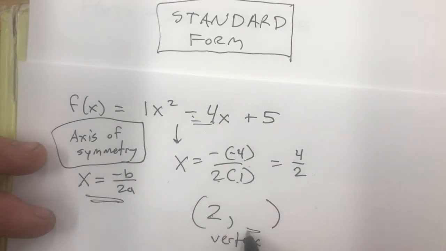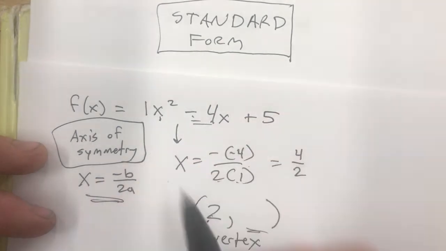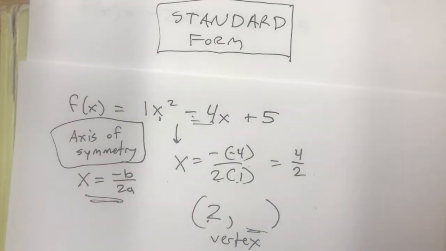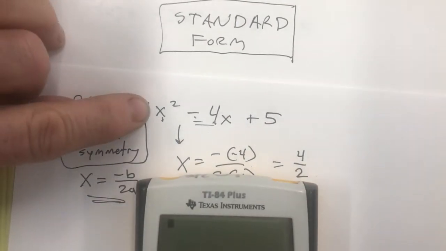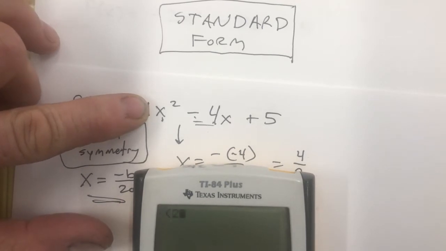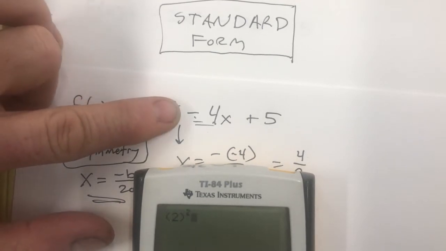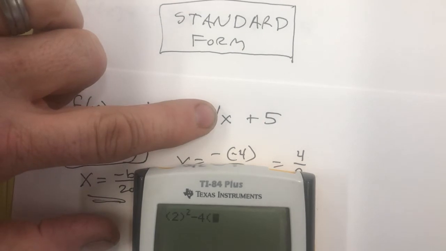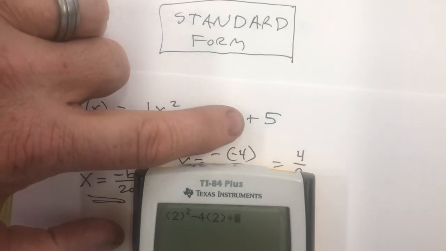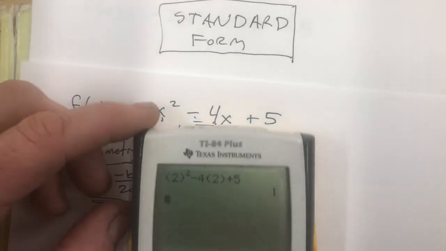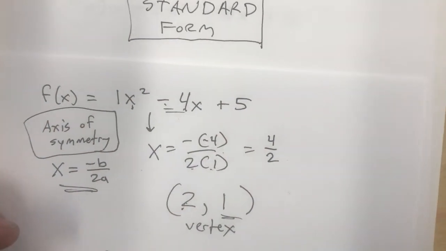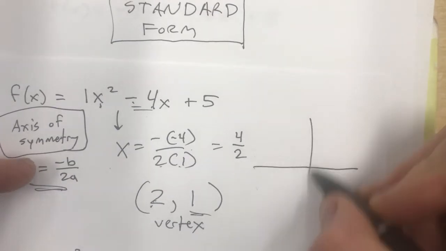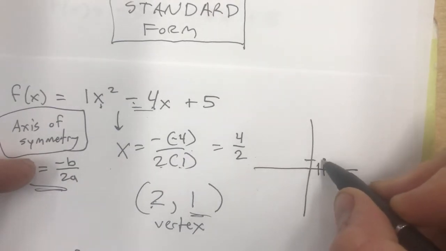Now, what's the y value? Well, all I do is I take that 2 and plug it in. Now, if you need to, use a calculator. I've got one right here. I'll just punch it in there. I'm going to put my 2 in for x, so I'm not going to worry about that 1 right there. In parentheses, 2 squared minus 4 in parentheses. I got a 2 here again, and then plus 5. And what do I get there? I get a big old 1. There's my vertex. Okay? And if I graph this, 2, 1, there's my vertex.